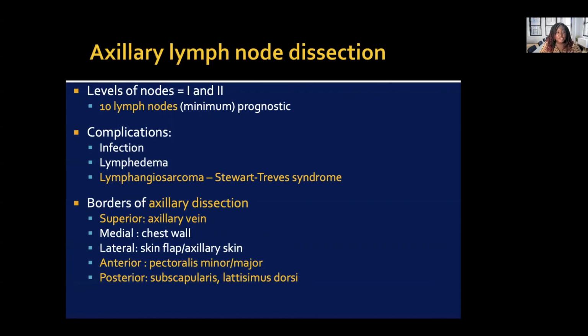Axillary lymph node dissection. We take level 1 and level 2 nodes during the dissection, and we usually want a minimum of 10 lymph nodes. This is what has been found to be prognostic. Complications include infection, lymphedema, and lymphangiosarcoma, particularly Stewart-Treves syndrome. Borders of the axillary dissection are once again reviewed with you here.